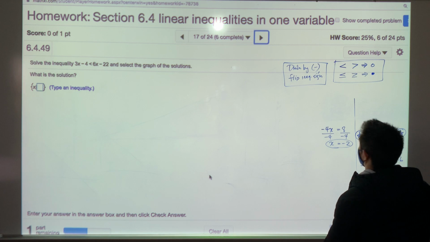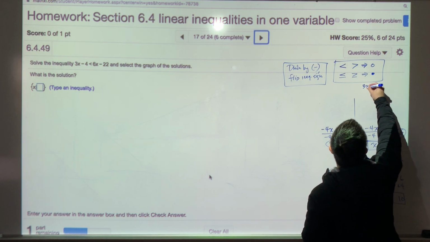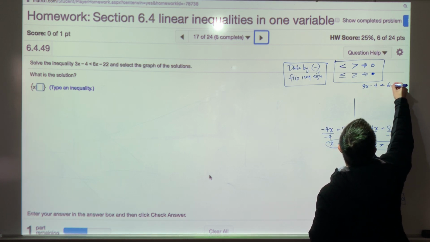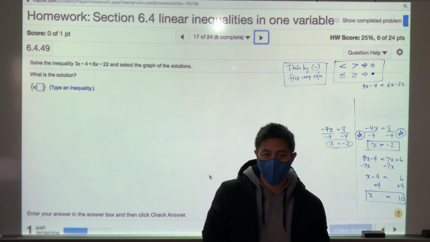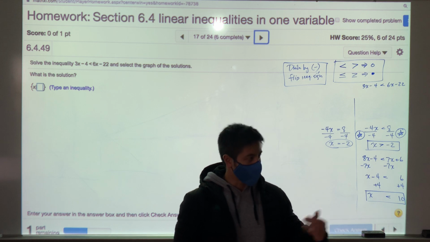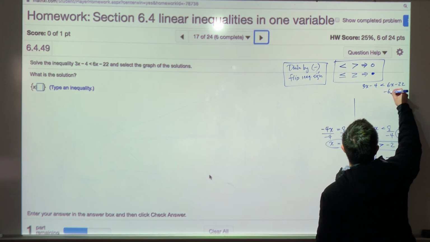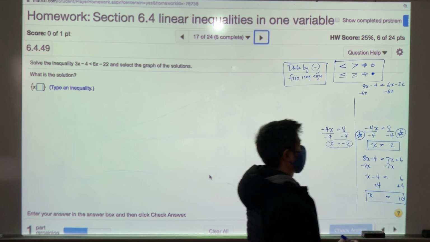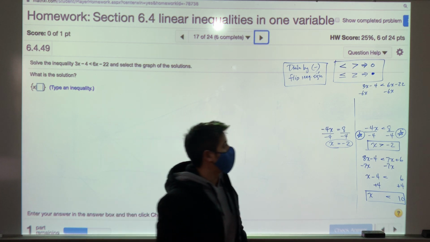I'm going to leave this right here. Okay, now I am going to move my variables to the left. When we're dealing with inequalities, it's generally a little bit easier for most students to always think of moving the variable to the left. Get your variables to the left side.